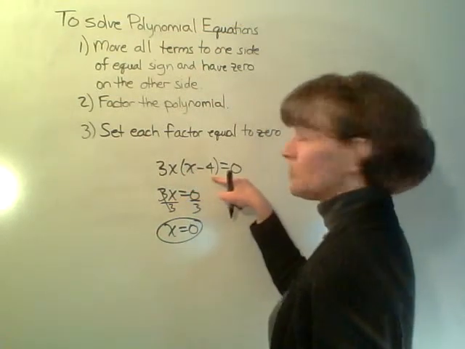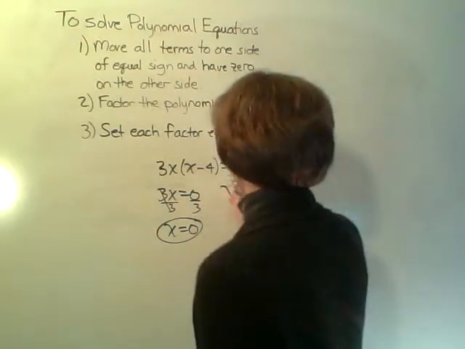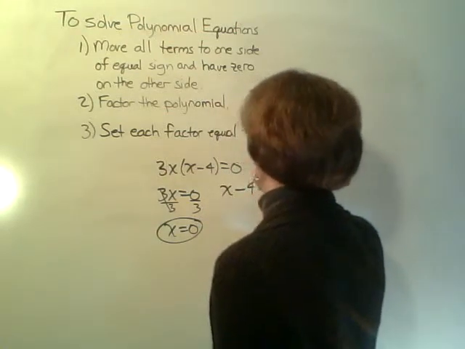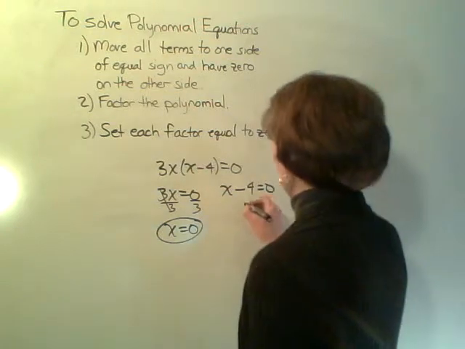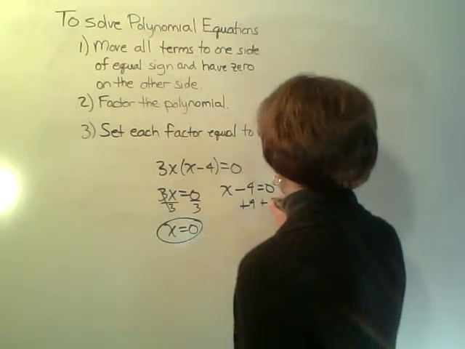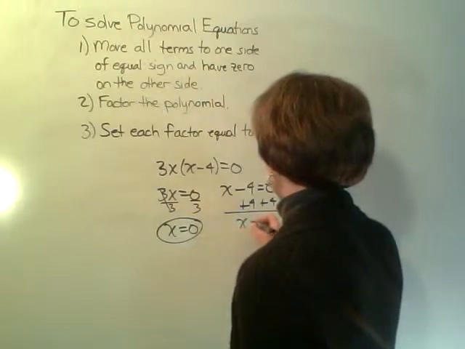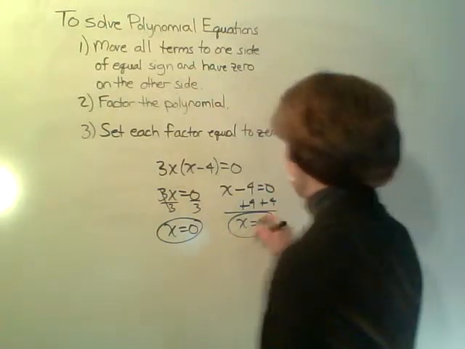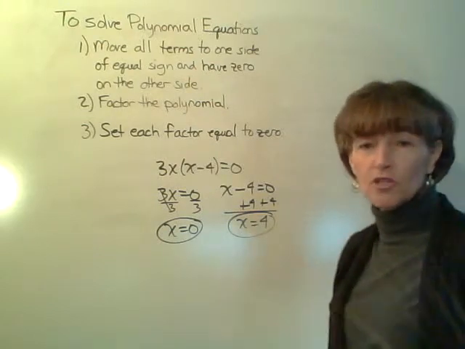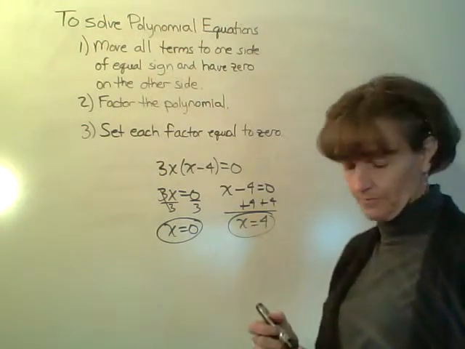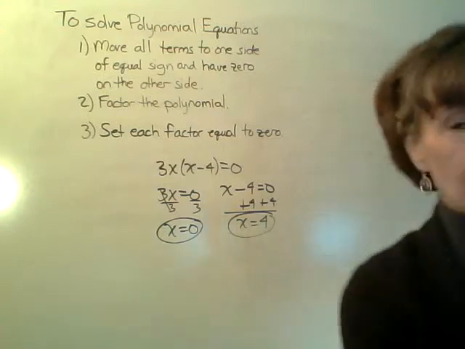Well, another factor in this equation is x minus 4. So I set x minus 4 equal to 0. You set each factor equal to 0. If x minus 4 equals 0, add 4 to both sides, and I get x equals 4. So when x is 4, this equation is also true. So you notice with polynomial equations, we get more than one answer. All right, let's do another one.